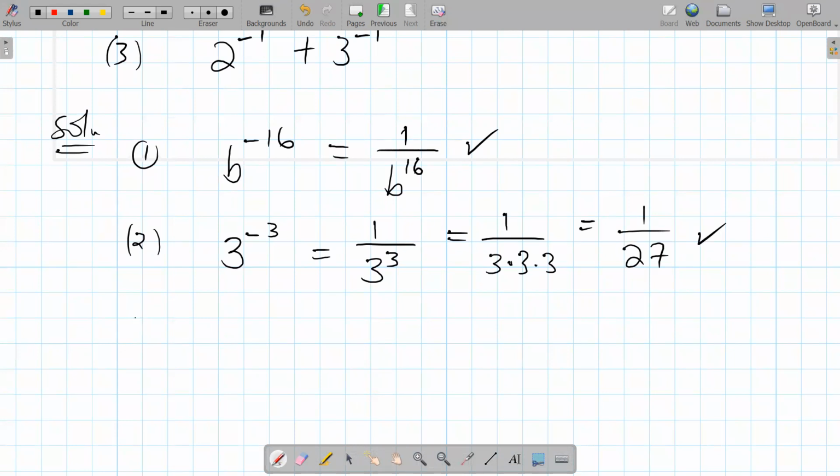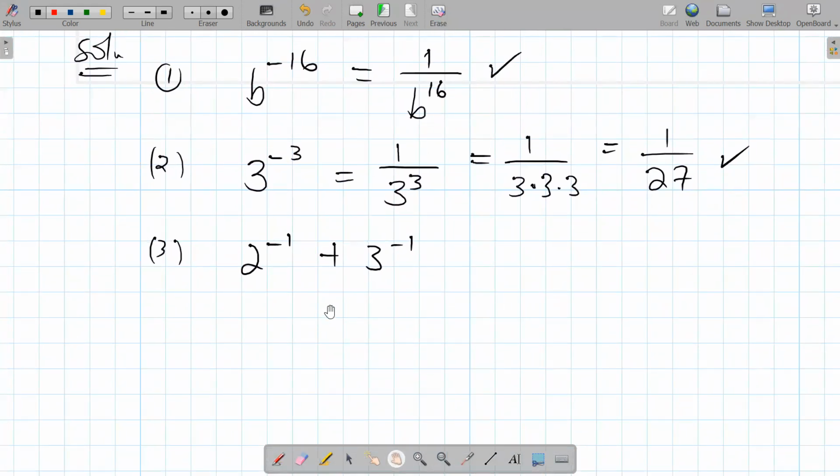And then the third one, we have 2 to the negative 1 plus 3 to the negative 1. Remember, we have 2 items here we want to add. And these 2 items are exponential, and they are all negative exponents. So look at it carefully. 2 to the negative 1 in terms of changing to a positive exponent will be 1 over 2 positive 1. This one will also give you 1 over what? 3 positive 1. So look at it carefully.